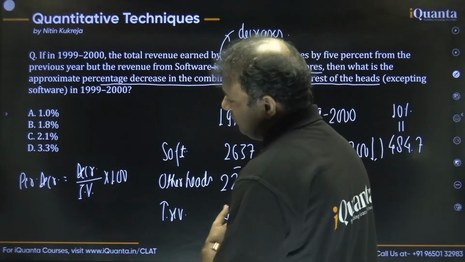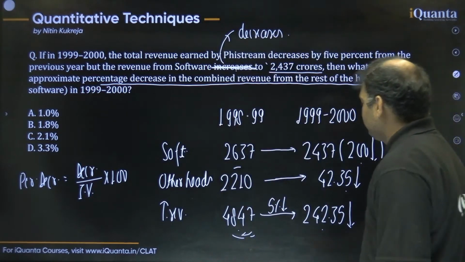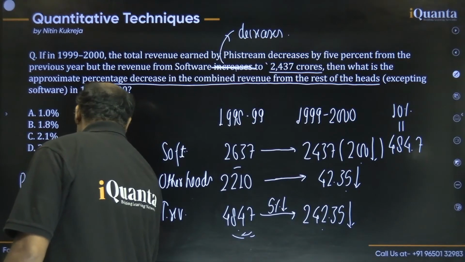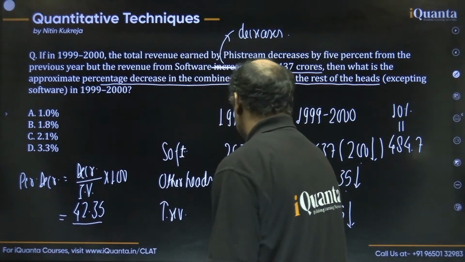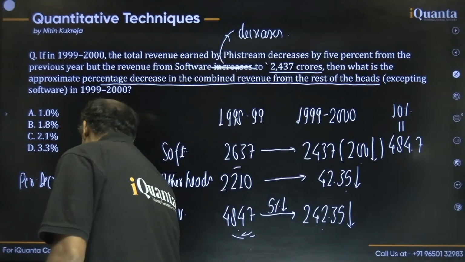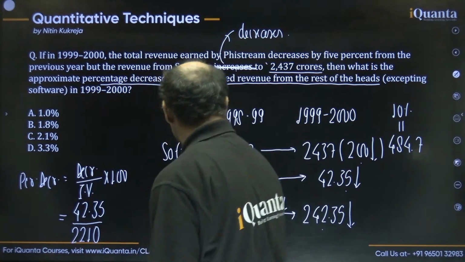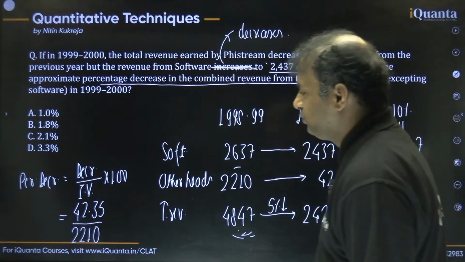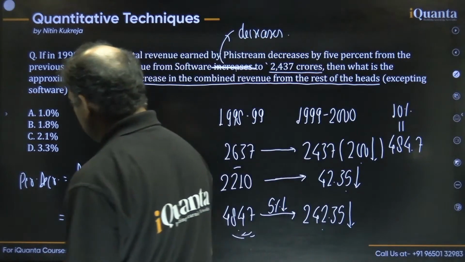Okay, let's see how much we have to calculate. The decrement first of all is 42.35, right? And the initial value here is 2210, all right? So we just have to check that 42.35 is what percentage of 2210. That's the only thing which we have to do.